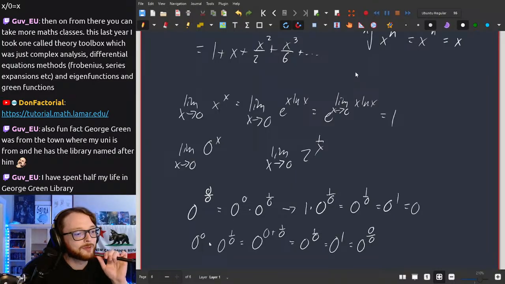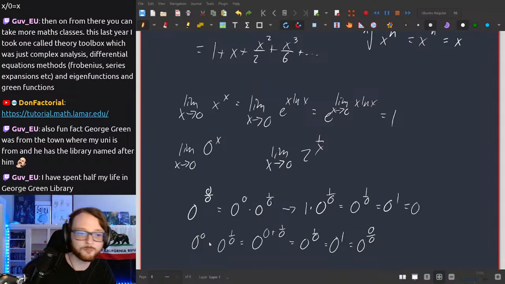Then on from there, you can take more math classes. This last year, I took one called Theory Toolbox, which is complex analysis, differential equations, methods for Frobenius series expansions, eigenfunctions, and Green's functions. Ooh. George Green was from the town where my uni is from. He has a library named after him. Spent half your life in George Green Library. Is that George Green of Green's theorem fame?